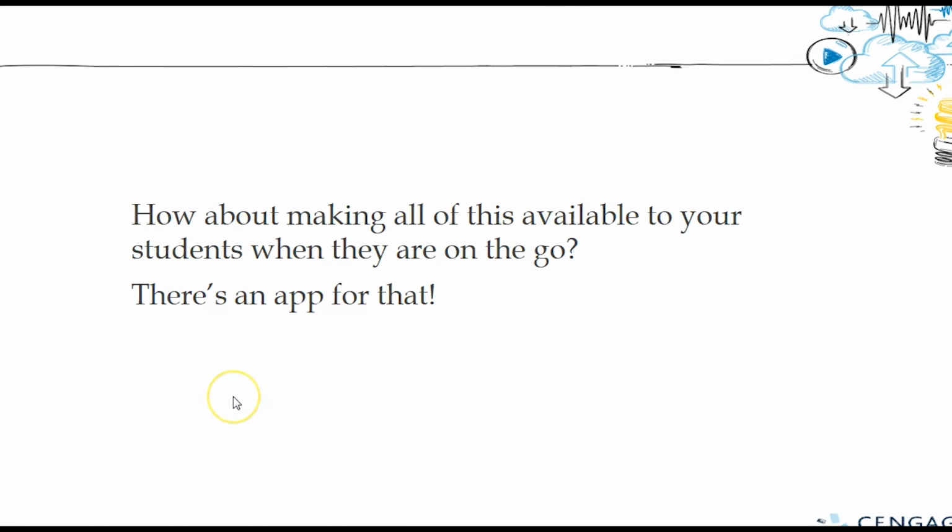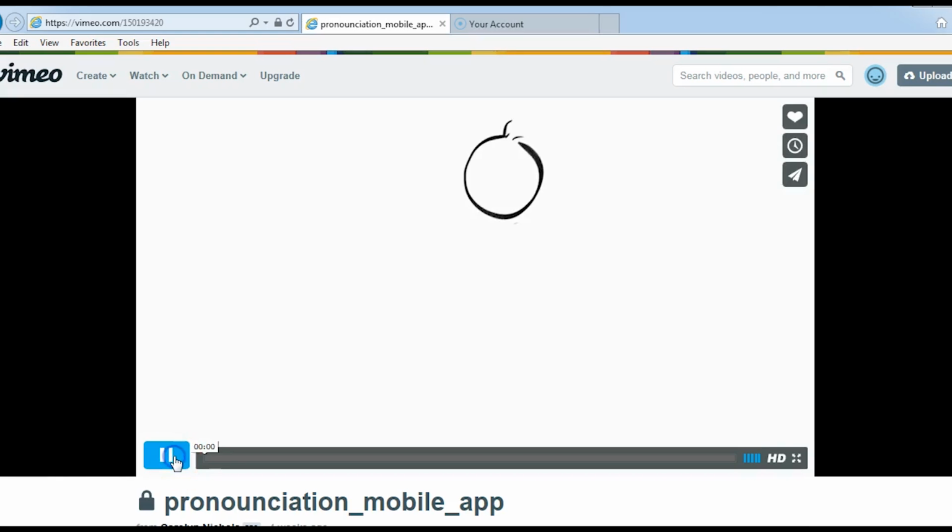So how about making all of this available to your students when they're on the go? Well, now there's an app for that. We're so excited to announce that the new pronunciation assessment app is now live. It offers the same functionality as the tool within MindTap, but students can practice terms and submit assignments anytime and anywhere on their smartphone. We met with students recently at a community college, and 100% of the group said they thought that a tool like this would help them succeed in their course. It would also give them more confidence walking into a job interview. Here's a quick run-through of how the app will work.